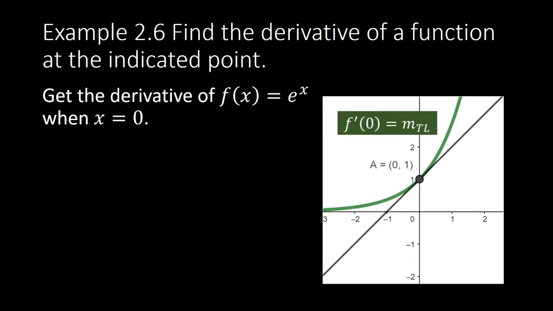So again, the derivative of our function when x is equal to 0, you read it as f prime of 0. That is the slope of your tangent line.